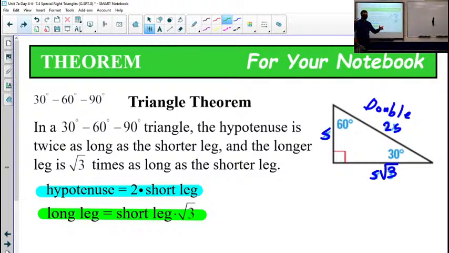But that means that across from my smallest angle is going to be my shortest side. Across from the bigger angle is going to be my longer leg. And across from the biggest angle, the 90-degree angle, is going to be my longest side, the hypotenuse. So the short leg is across from the smallest angle, across from my 30.